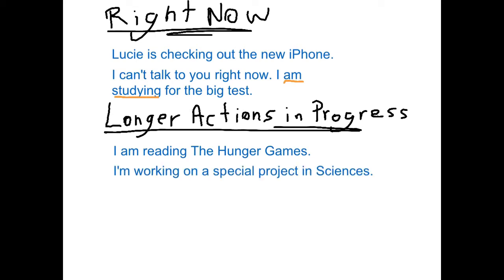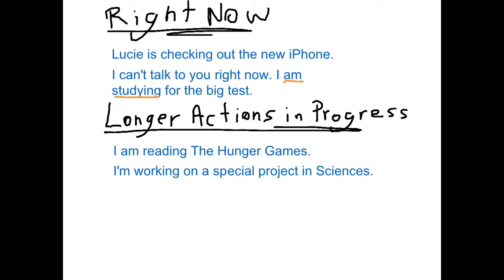The second example here, I'm working on a special project in sciences, also refers to a longer action in progress, because working on a project like that might require a few days or a few weeks, and the person is not necessarily working on the project at the very moment the person is speaking.